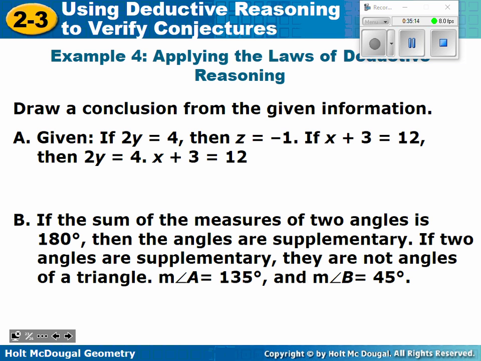This is your first statement. This is your second statement. This is what's happened. You have to come up with the conclusion. So we said, if x plus 3 equals 12, then z will equal negative 1, right? So they say, hey, x plus 3 equals 12. What can you now conclude?